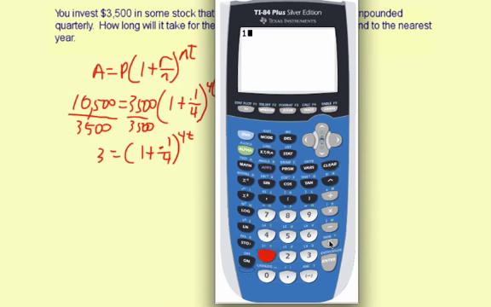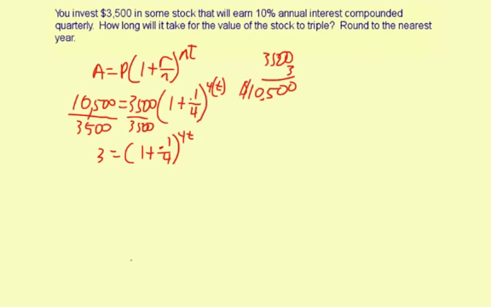So we're going to do 1 plus 0.1 divided by 4. My calculator knows order of operations, so it'll do this correctly. So 1.025 is going to be the decimal. And I'm not writing with parentheses anymore, it's just one number, so you don't need to.